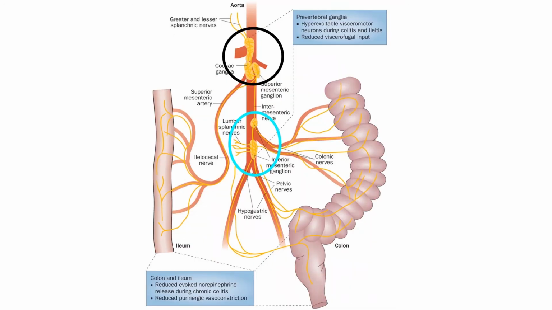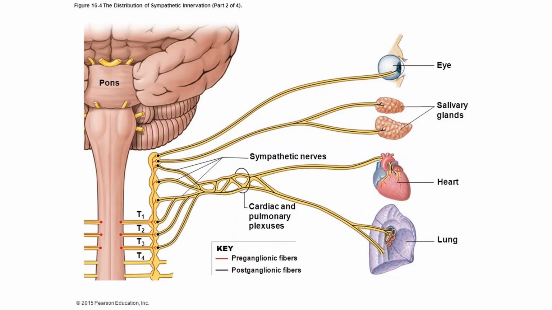Now, the lesser splanchnic nerve is going to feed the inferior mesenteric ganglion, which is supplying the distal part of the large intestine. The cervical sympathetic ganglia will supply target organs and reaching them through blood vessels, and they target the eye, salivary glands, the heart, and the lungs.